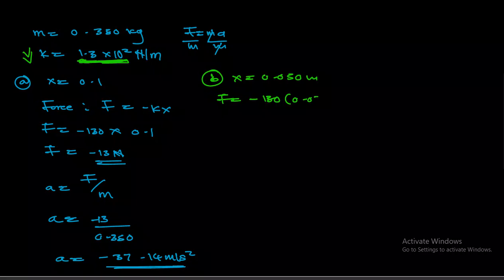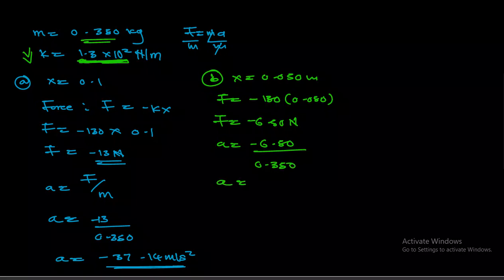So we have 130 multiplied by 0.05. So the force is negative 6.50 newtons, and the acceleration is equal to the force, negative 6.50, divided by the mass of the object, which is still the same. The mass doesn't change. So our acceleration becomes negative 18.57 meters per second squared.